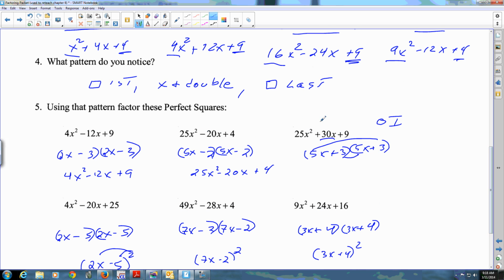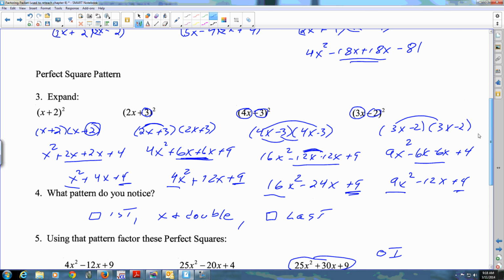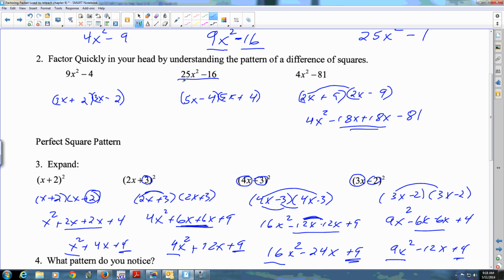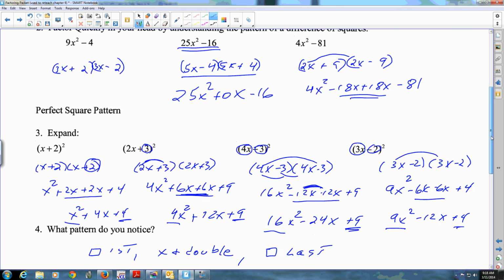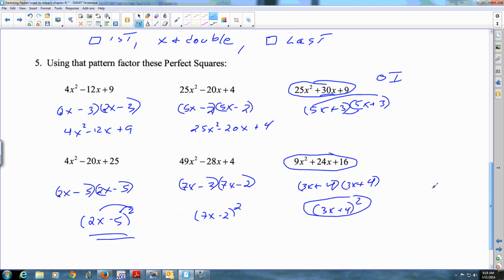To recap before I leave this page, this is a perfect square. This is a perfect square. These are perfect squares. That is different than the difference of squares pattern that doesn't have a middle. The middle is missing. It's 25x squared plus 0x minus 16. And you get the pattern by square rooting the front, square rooting the back, and one's a plus, one's a minus. Whereas on this, they're both plus or both minus. So that gives you the square. Perfect square pattern, difference of squares pattern.